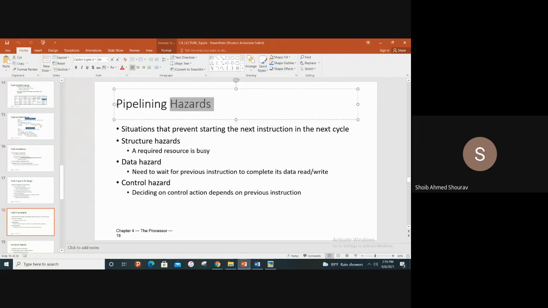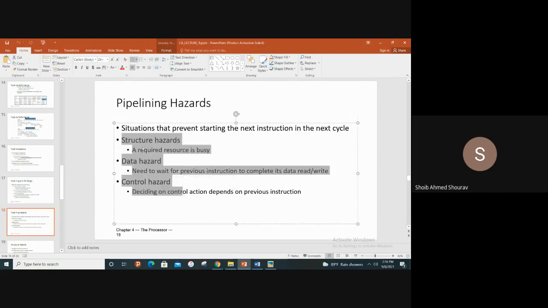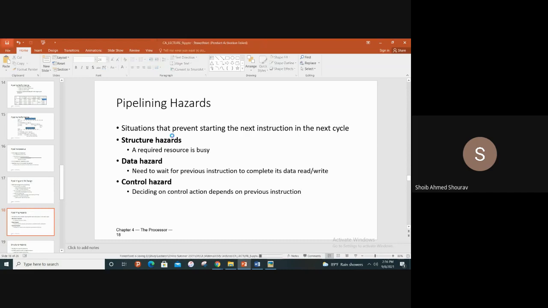And in pipelining, we have three hazards: structure hazard, then data hazard, then control hazard. Okay, these are the three hazards we are going to see in pipelining: structure hazard, data hazard, control hazard.